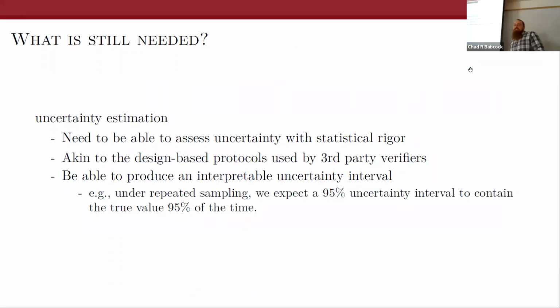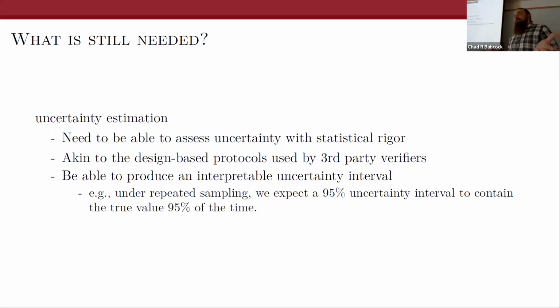So we need to be able to assess uncertainty with some sort of statistical rigor. The way I translate this is we need something similar to a traditional design-based framework that we would use based on probability samples of field plots. We can go in and estimate means and totals. And based on our different sample sizes, we can calculate a standard error or something close to that. And then produce that actual 95% confidence interval, or uncertainty interval as I have it labeled here, and have that uncertainty interval, under a repeated sampling scheme, capture the true value 95% of the time, which then leads us to an uncertainty interval that I say is interpretable.